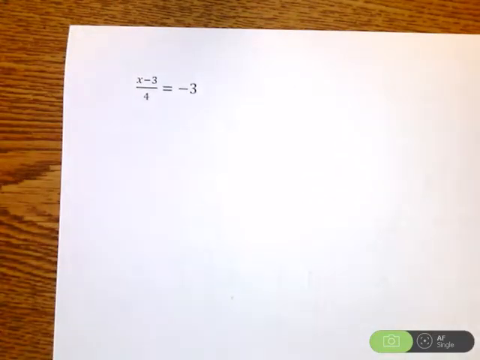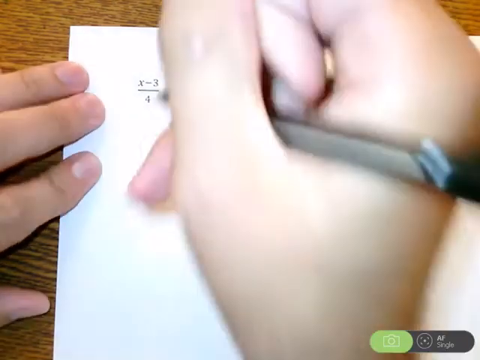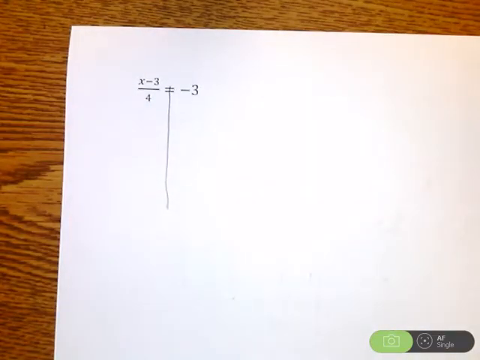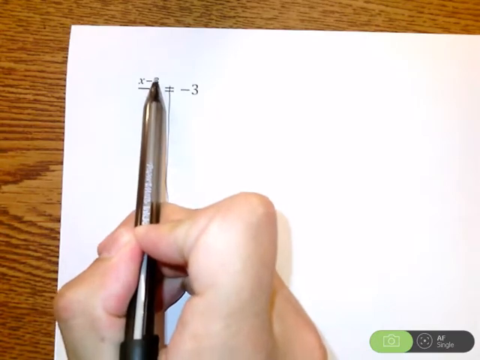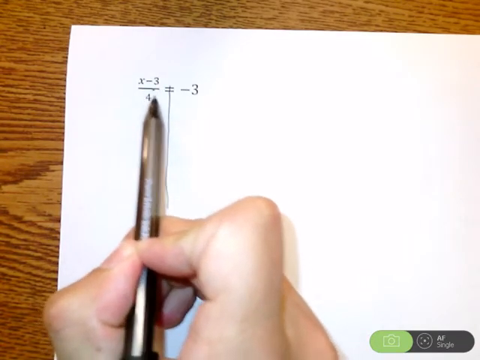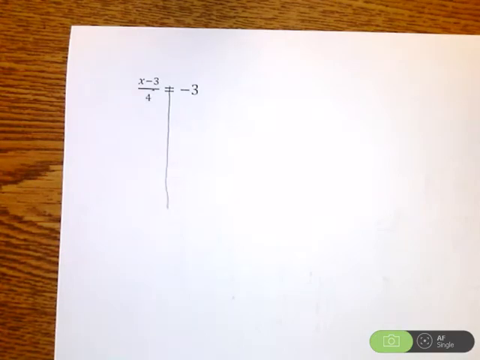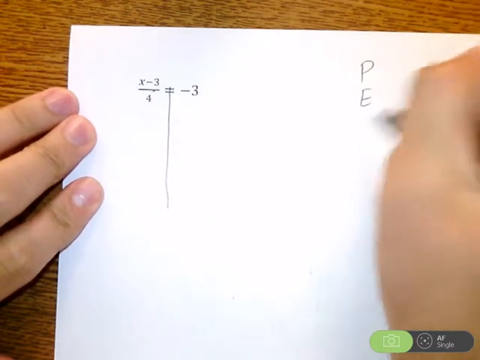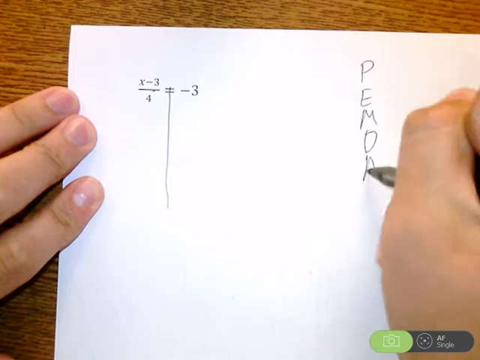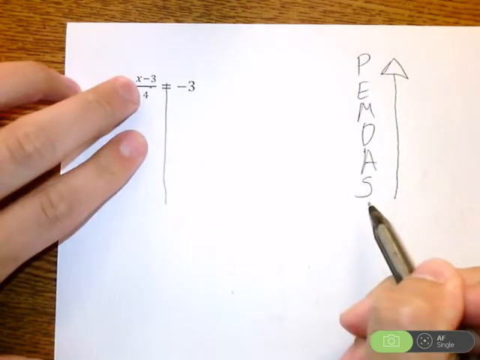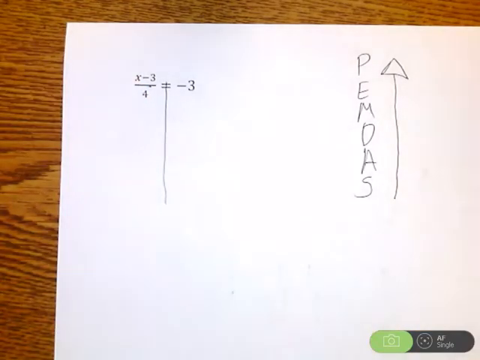One final example. I have x minus 3 divided by 4 equals negative 3. Again, the focus is on where is x. So x is on the left side, which means I've got to get rid of this minus 3 and this division by 4. Now, we are still doing the order of operations backwards, PEMDAS backwards. So you might look at this and think, all right, I've got to get rid of that subtraction by 3.